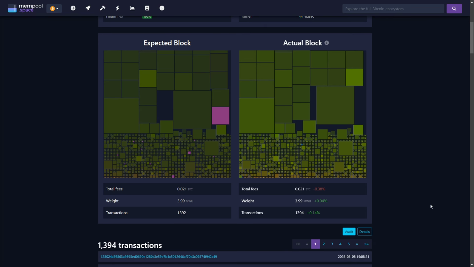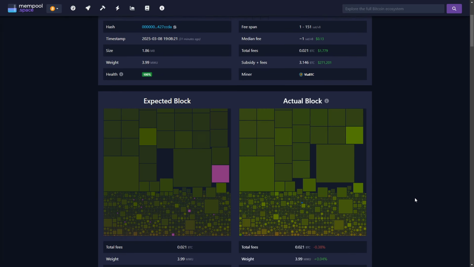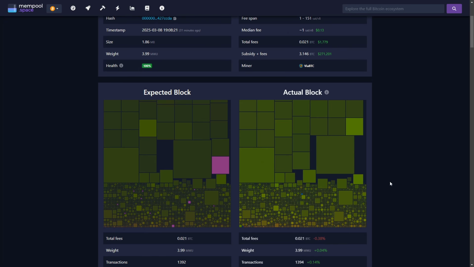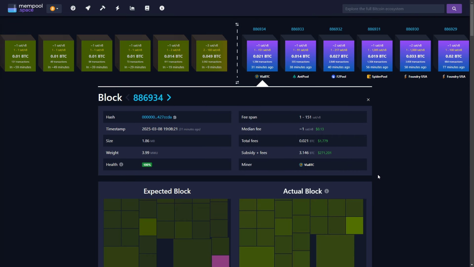And that can be for various reasons. That can be money reasons, or just personal preference. It's really up to them, whatever they include. But usually they will include whoever paid the highest fee. And this specific miner that mined the last block is ViaBTC, which is a Chinese miner, I believe. I think that's the second largest Chinese miner and the third largest miner overall.